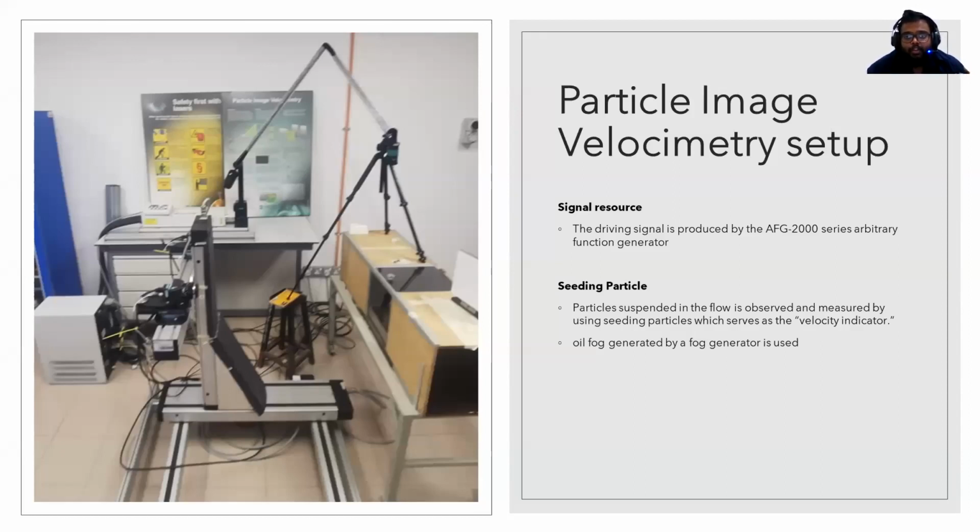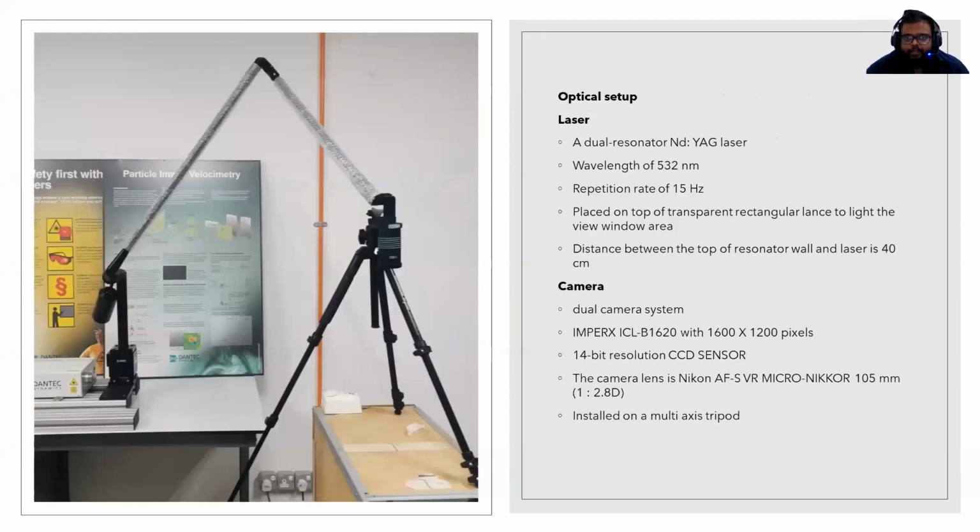So this is the particle image velocity setup that we have in our faculty. So for the signal source, which is the frequency generator that we will be using, is AFG 2000 series arbitrary. And the seeding particles which will be used as velocity indicators are silicon oil fog, and the silicon oil fog will be made through a fog generator.